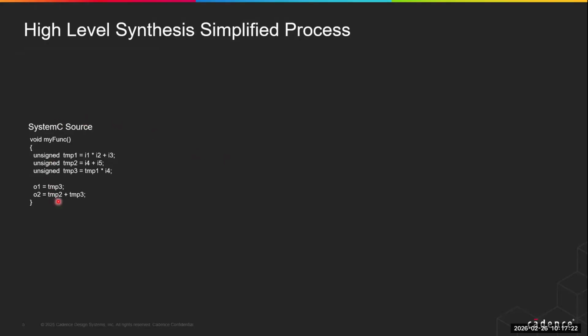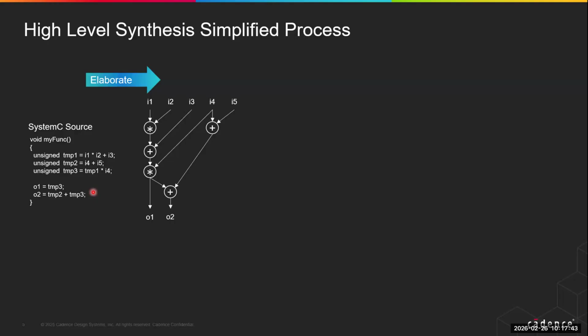This is a C++ function. It's super simple, right? We've got a few unsigned variables, and what the function does is output 1 is simply temp1 times I4, and then output 2 is temp2 plus temp3, right? So the first thing we do when we encounter a function is we read it in and elaborate it. We turn it into a control data flow graph, and this gives us some understanding of the dependencies.